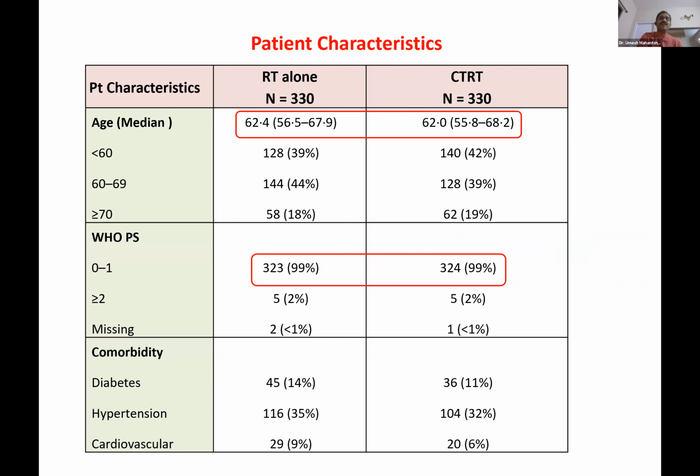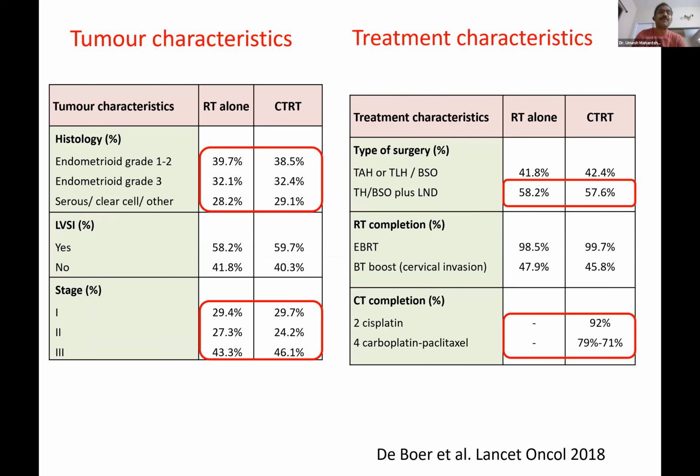What I've highlighted here is that definitely in this trial, elderly patients were on a higher side. And if you see carefully in this table, more than 50%, roughly around 60% of the patients were aged more than 60 years. Most of them were in good performance status, and comorbidities in terms of diabetes, hypertension was roughly around 35 to 40%.